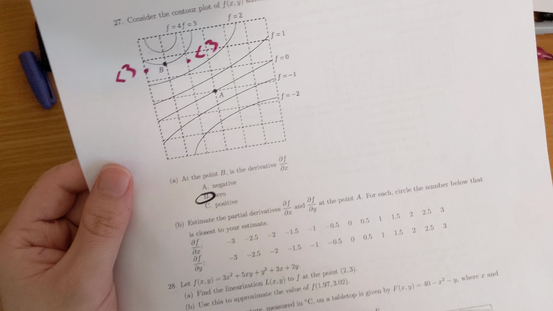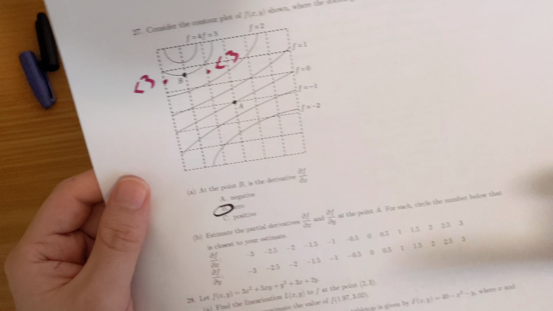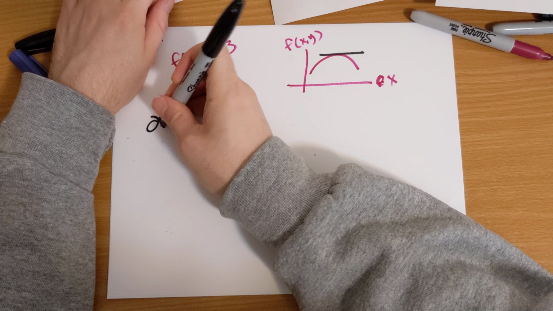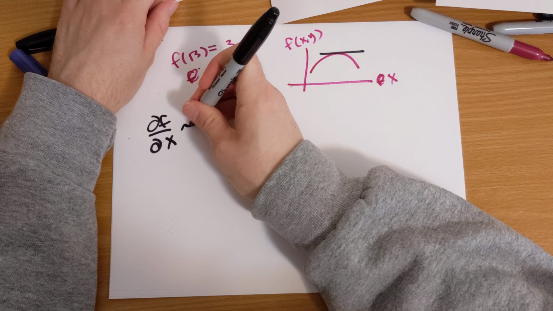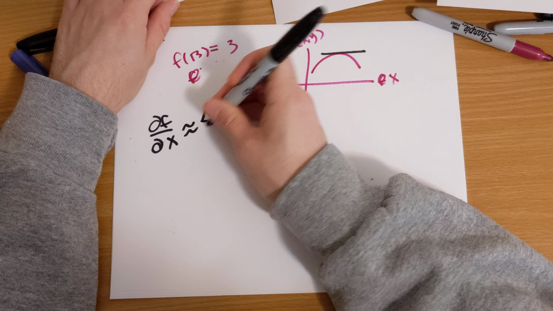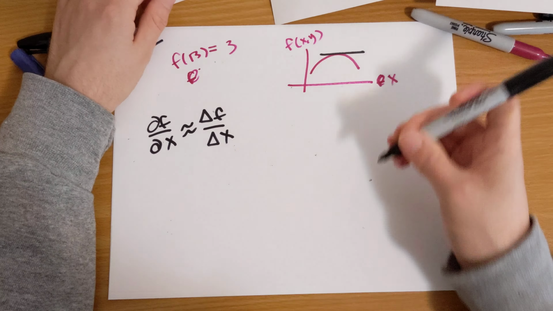Okay, for part B, now let's estimate partial derivatives at A. Partial f partial x is about like the change in f over the change in x. Partial f partial y is the change in f by the change in y. For the first one, we are holding y constant. For the second one, we're holding x constant. So let's take a look here.